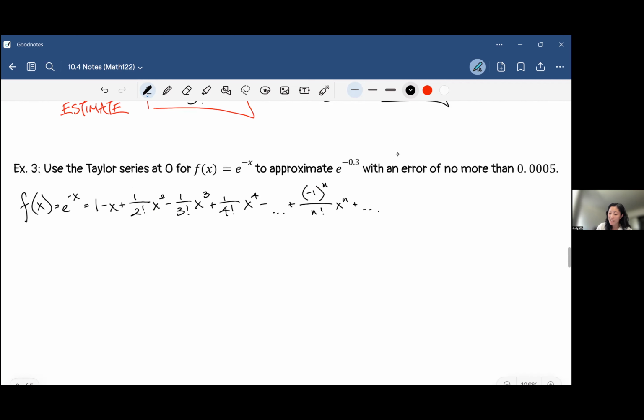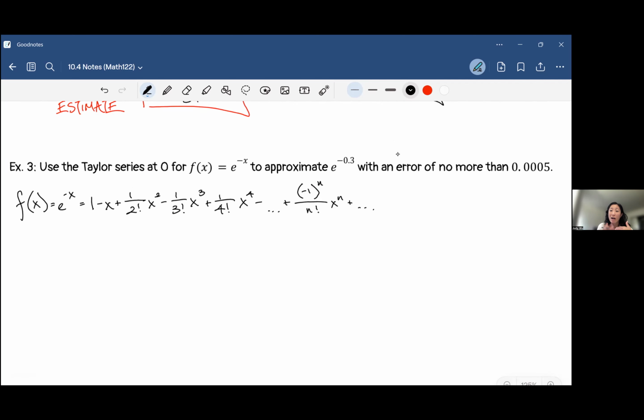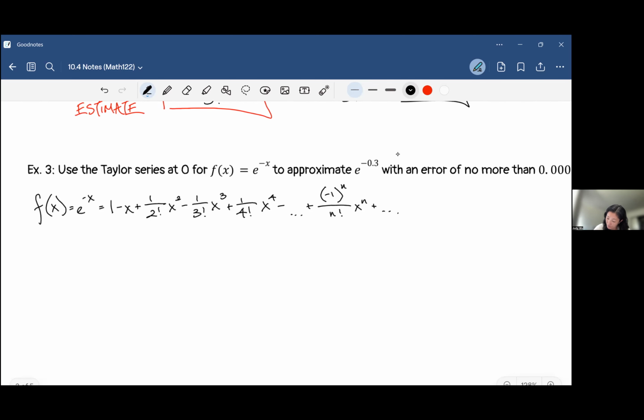But what this question is asking is, how many of these terms do we have to include? Can I just use 2 terms? Do I have to use 4 terms? Do I have to use 8 terms? How many terms do I need to use? Because we don't want to do more work than we need to get an error of less than 0.0005. Okay, so here's how we use that special rule for alternating series here.